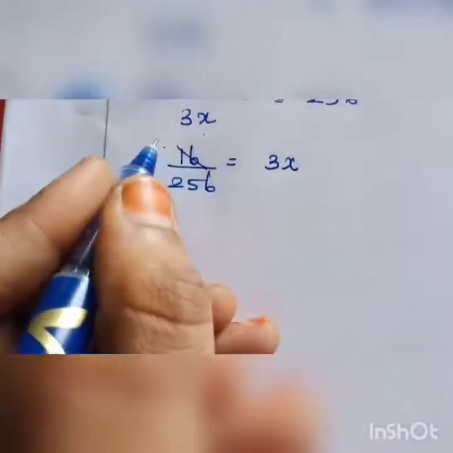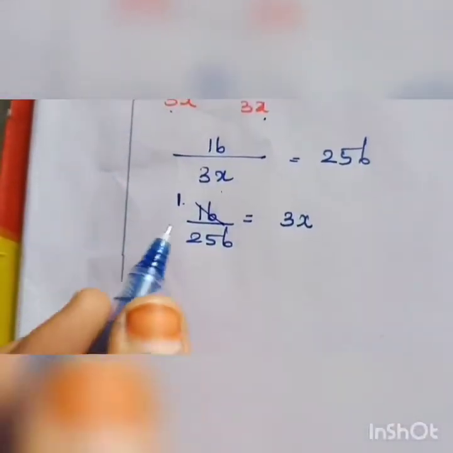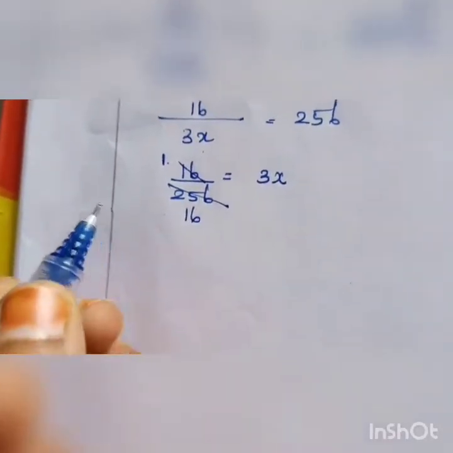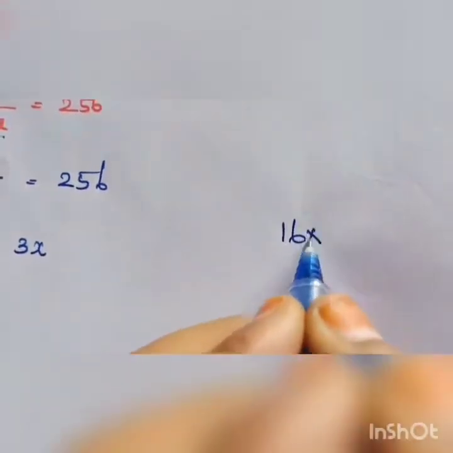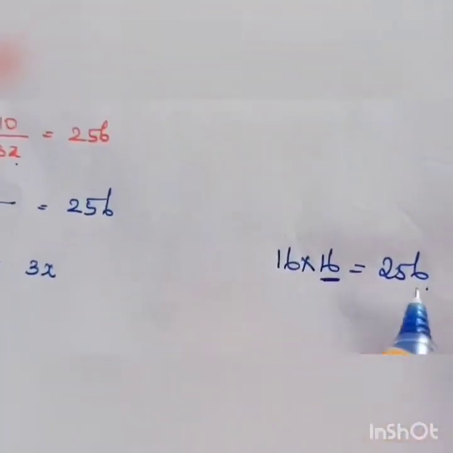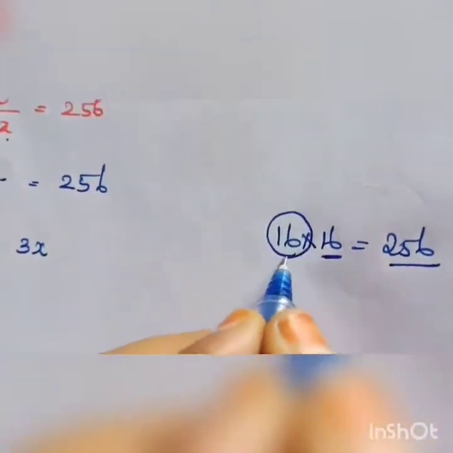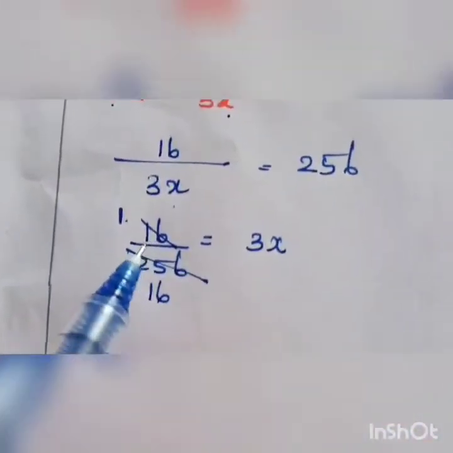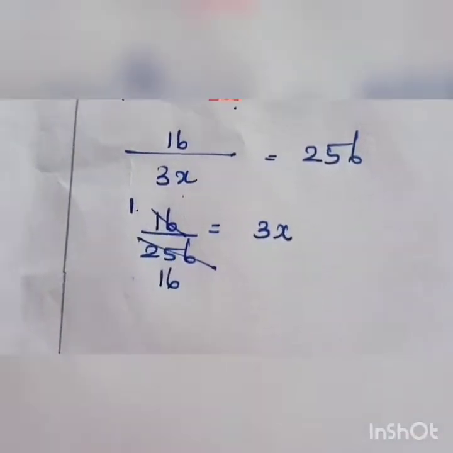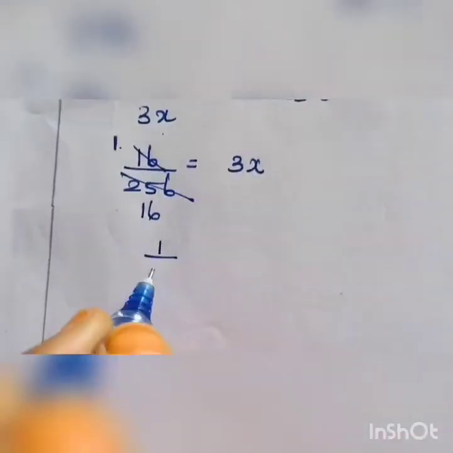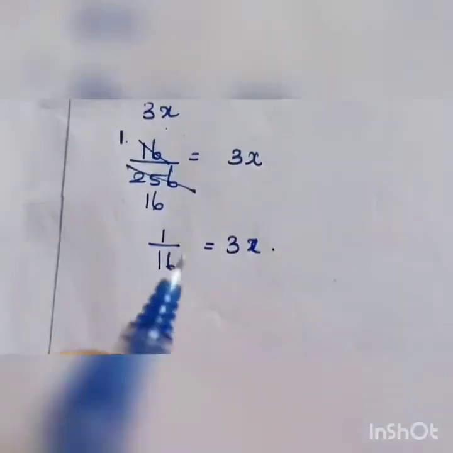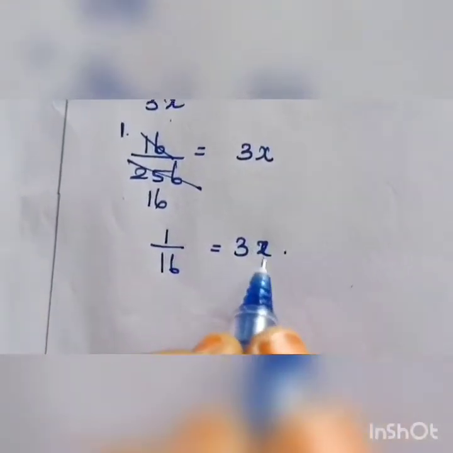It is nothing but, in the 16th table, 16 is 1 time and 256 is 16 times, which means 16 into 16 is what? 256. So in the 16th table, 256 is how many times? 16 times. So it cancels in the 16th table. 16 is 1 time, 256 is 16 times. So just write the simplified answer: 1 by 16 equal to 3x. So we want to get the value of x, isn't it?